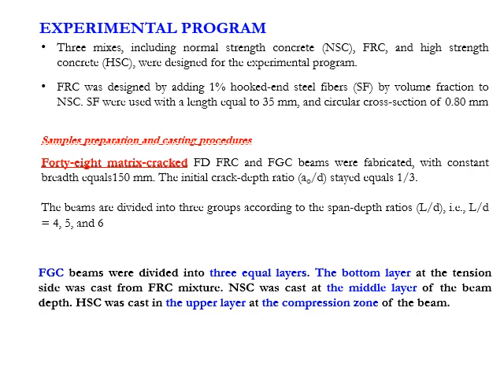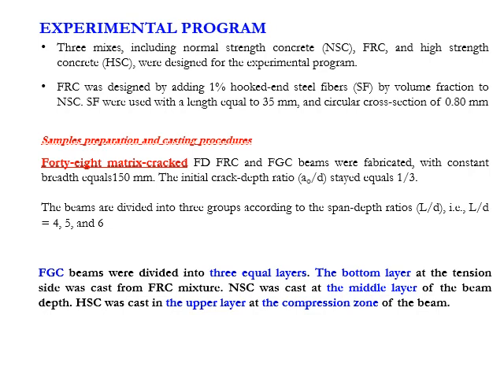48 matrix cracked full depth fiber reinforced concrete and functional graded concrete beams were fabricated with constant breadth equal to 150 mm. The initial crack to depth ratio was equal to 1/3. The beams are divided into three groups according to the span to depth ratio L/D equal to 4, 5, and 6.